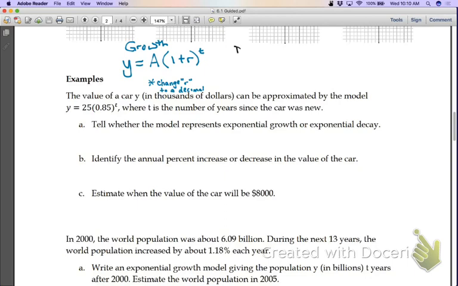My mistake. Whenever we talk about exponential decay, it's going to be the same function, but it's going to be 1 minus r to the t power. Again, I need to change r to a decimal.